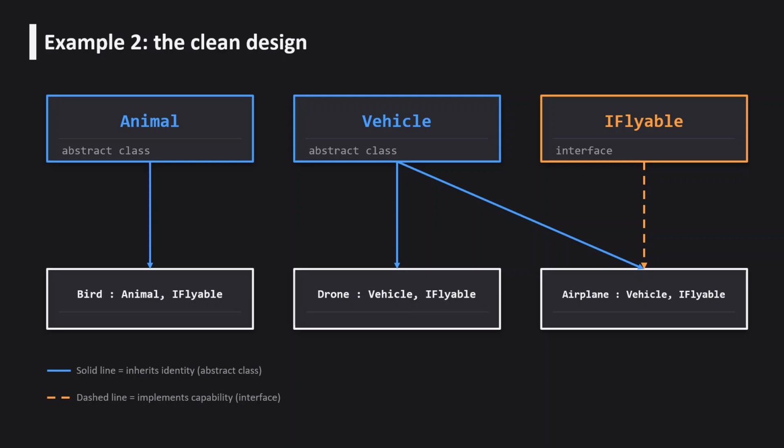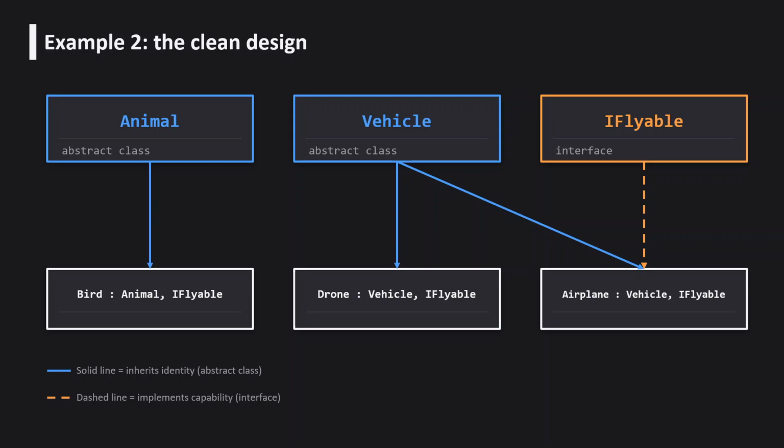Here's how it all falls out cleanly. Two abstract classes, Animal and Vehicle. Different identities, different shared code. Animals have things like eat. Vehicles have things like refuel. Then one interface, IFlyable, the shared capability.